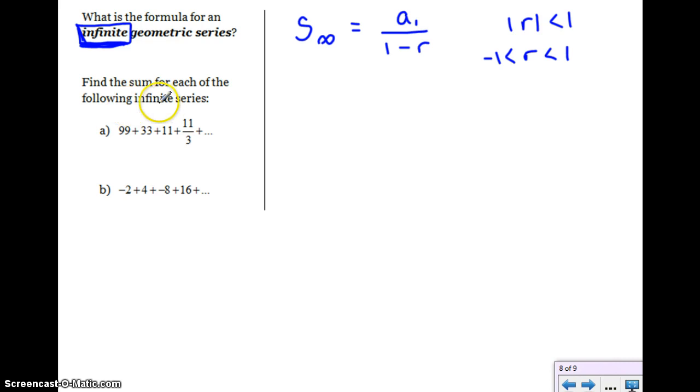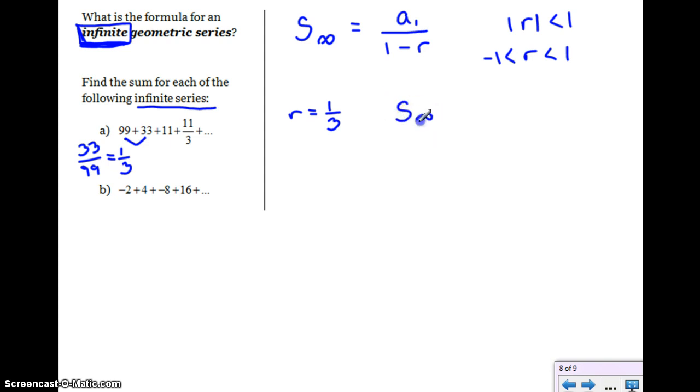Find the sum for each of the following infinite series. So first of all, I have to make sure that my R is between -1 and 1. Otherwise, I can't even use this formula. So to get from 99 to 33, let's find what our ratio is. 33 divided by 99 gives you 1/3. Always take the second number, divide by the first number. So my ratio is 1/3, and a ratio of 1/3 does wind up being between -1 and 1. So great, that means I can use this formula.